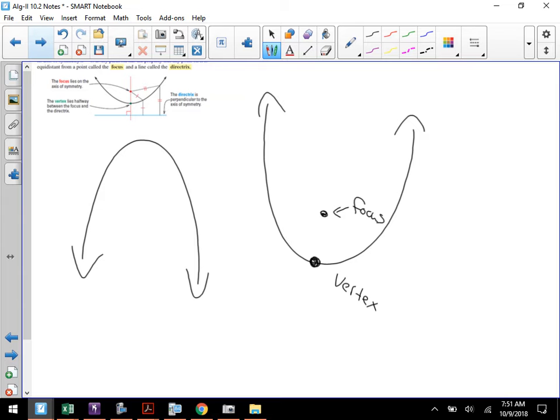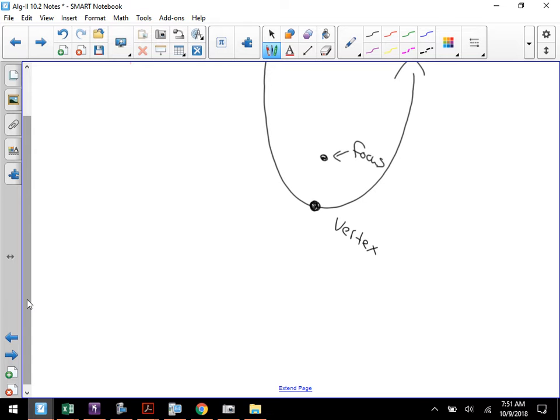Now, what happens then with these parabolas now is that when we have a focus, there's going to be this distance here. That distance is balanced by something behind it. That something behind it is what we call a directrix.